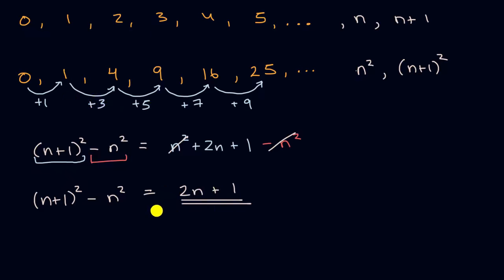So this is pretty neat. We've just used a little bit of algebra, a little bit of what we know about polynomial identities to show that the difference between successive terms in this sequence of integer squares right over here is going to be increasing odd numbers.